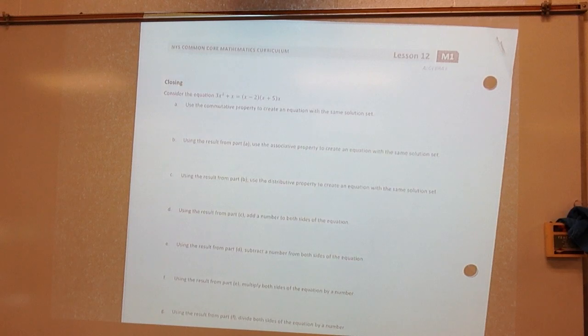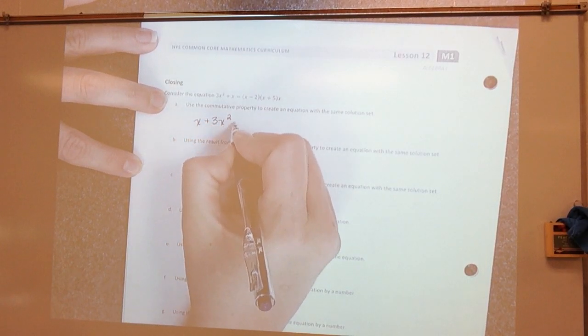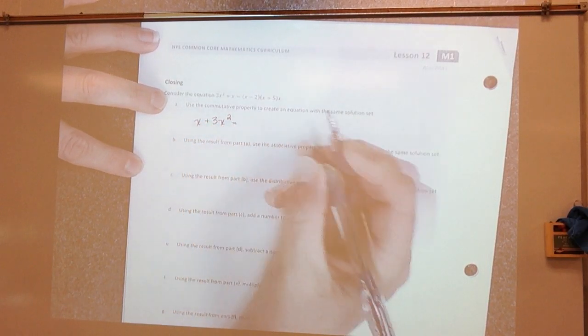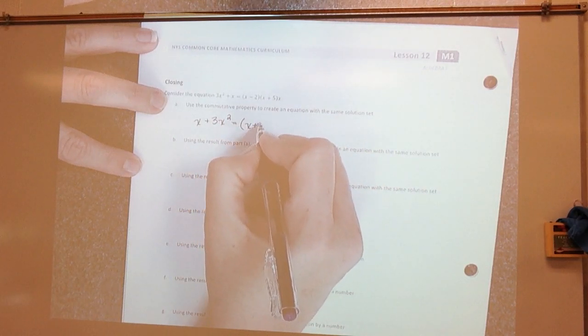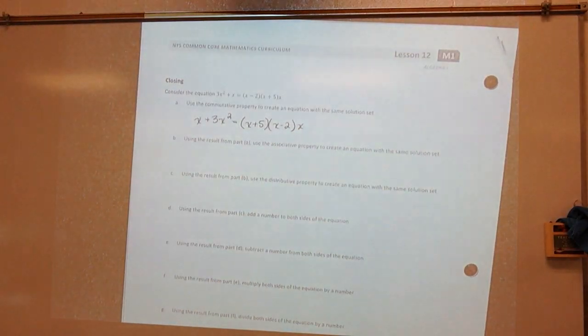Alright? So closing exercise. Consider the equation 3x squared plus x is equal to x minus 2 times x plus 5 times x. Use the commutative property to create an equation with the same solution set. Alright, what can I do? Commutative property tells me I can rearrange things. And it's not going to matter, as long as I'm not changing the value of anything.